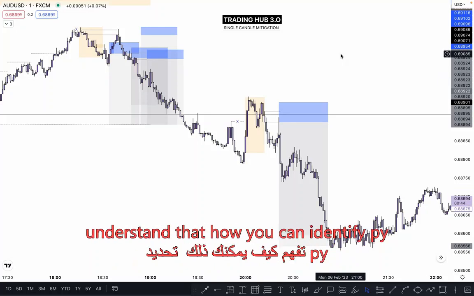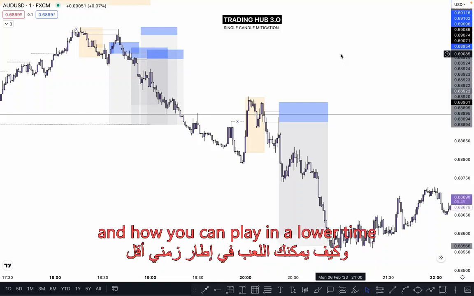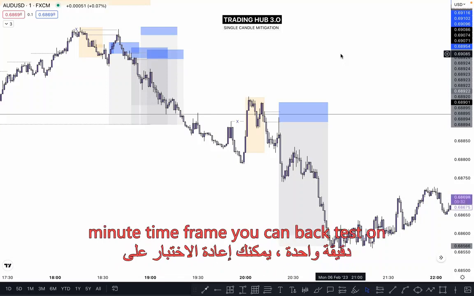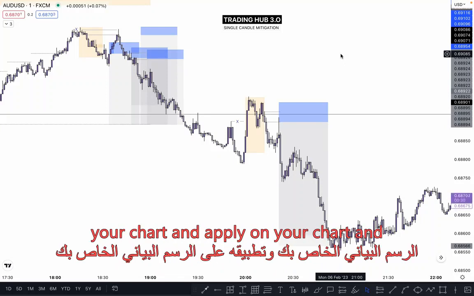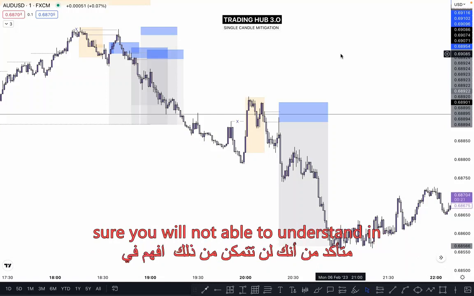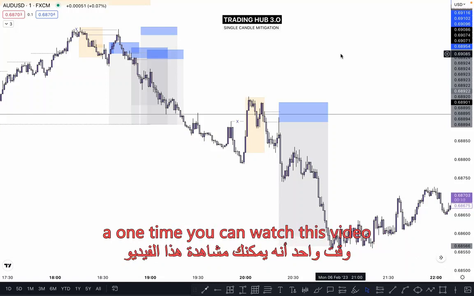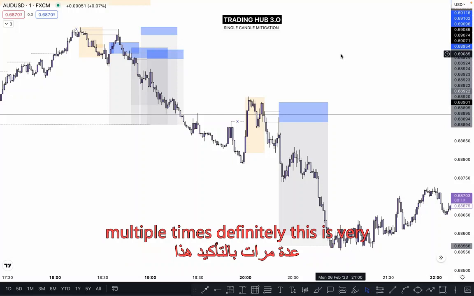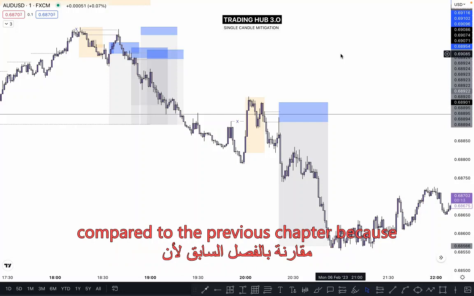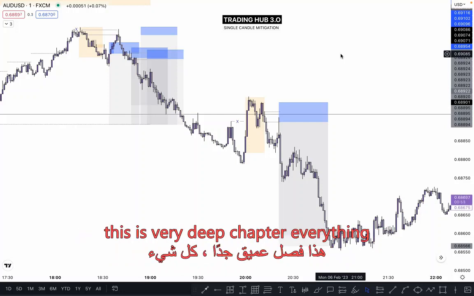I hope you understand how you can identify POI and how you can play in a lower time frame based on the 15-minute to 1-minute time frames. You can backtest on your chart, apply it on your chart, and see how things actually work. I'm sure you will not be able to understand it in one go. You can watch this video multiple times. Definitely this is a very helpful and very powerful chapter compared to the previous chapter, because this is a very deep chapter.